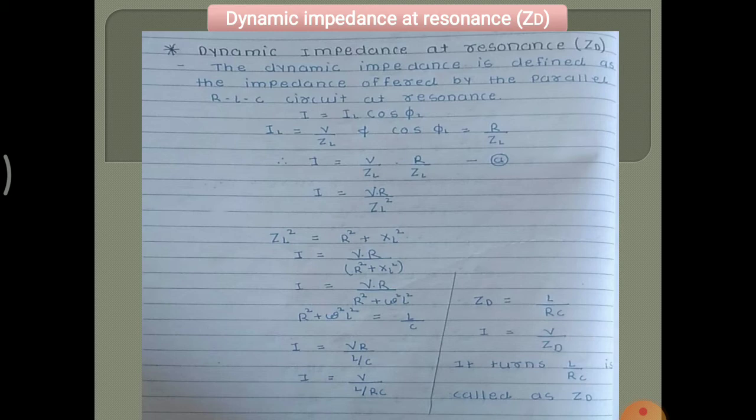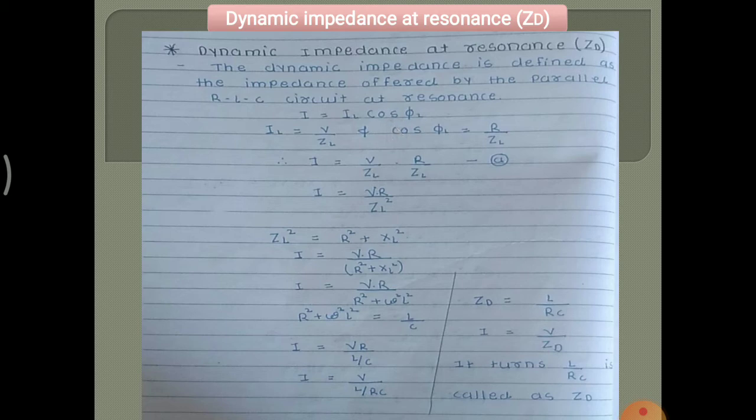At resonance, voltage and current are in phase. So the impedance is equal to the value of resistance. At resonant frequency, this dynamic impedance has its maximum value.